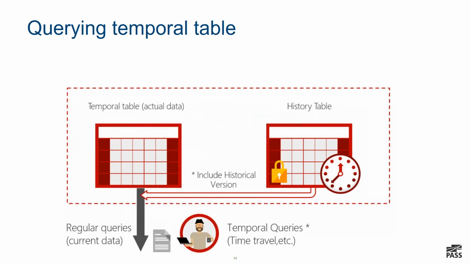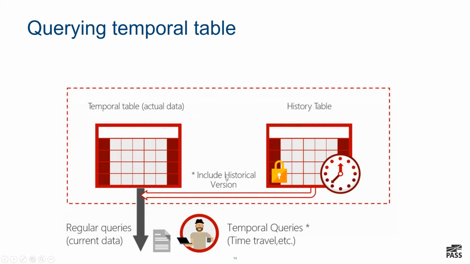When I query the data from my front-end tool, if I select star from this table, I would only get data from the temporal table or my main table. That's when I say select star from department or whatever. But I do have some commands, as I mentioned before, like FOR SYSTEM_TIME AS OF, or SYSTEM_TIME BETWEEN, CONTAINED IN, or those kinds of things that I will let you know about later on. If I use those commands, then I will have a combination of data from my history table and temporal table.